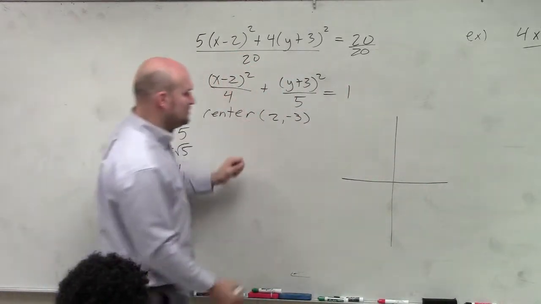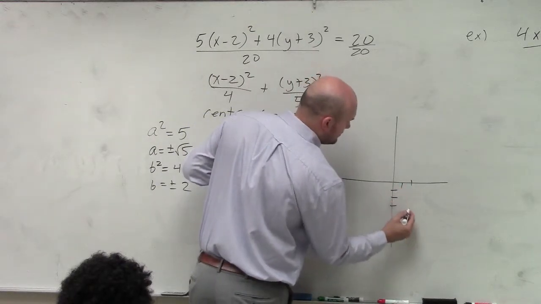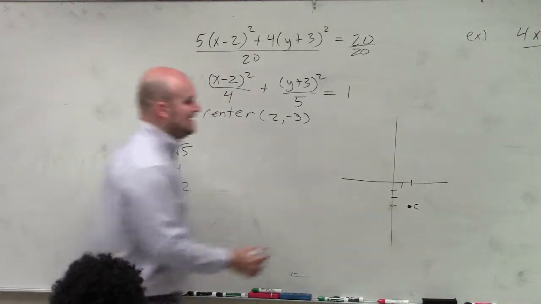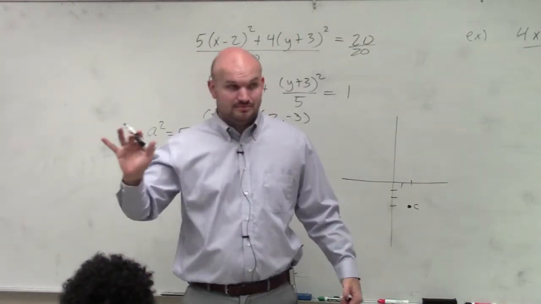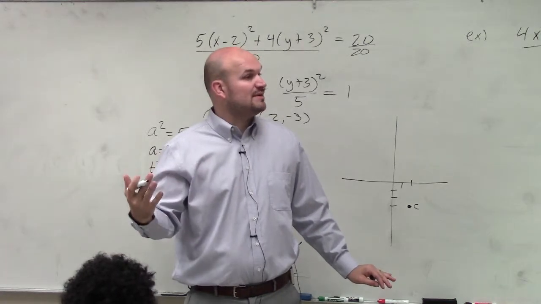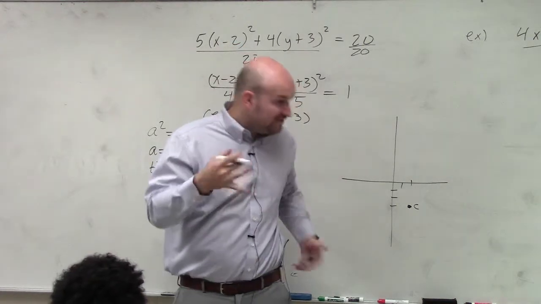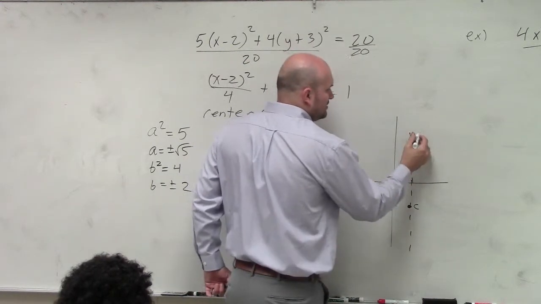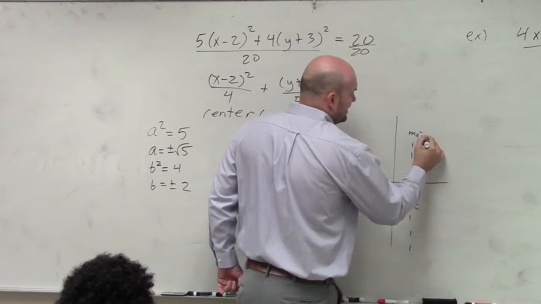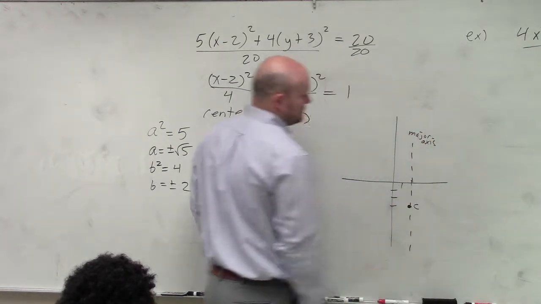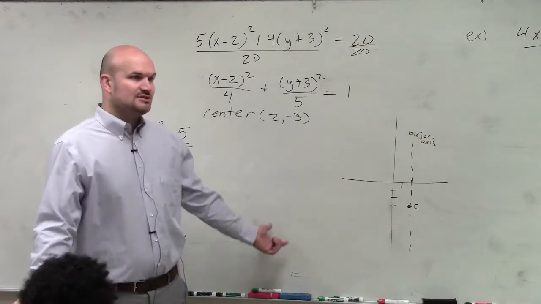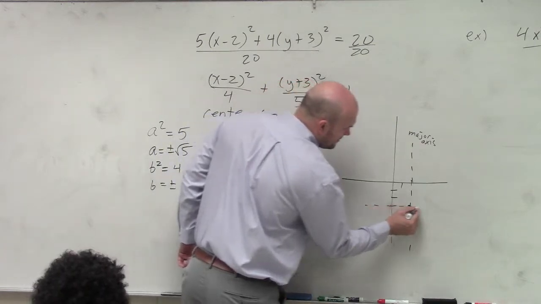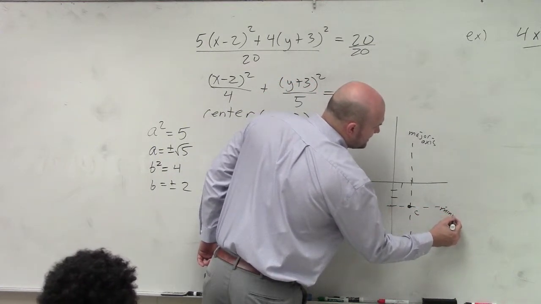So my center is at 2 comma negative 3. All right. Now, this is what I like to do. You don't have to do this, but here's what I'd recommend, because this is where a lot of people get confused and make mistakes. Once I know my major axis is vertical, I draw a vertical line, and I say it's my major axis. What's wrong with that? It just takes 2 seconds, right? And if my major axis is vertical, that means my minor axis is horizontal.